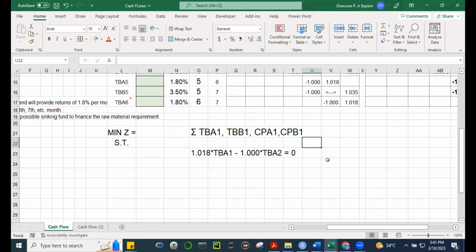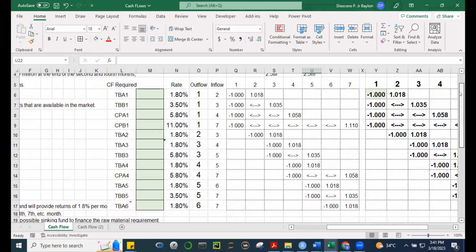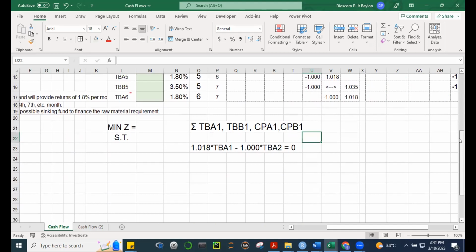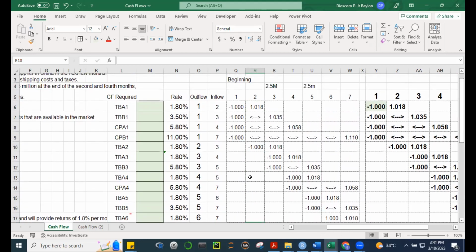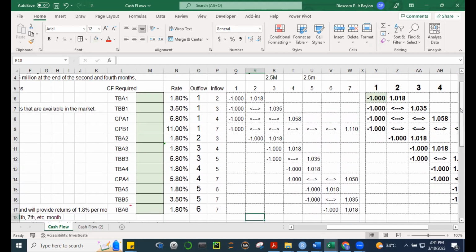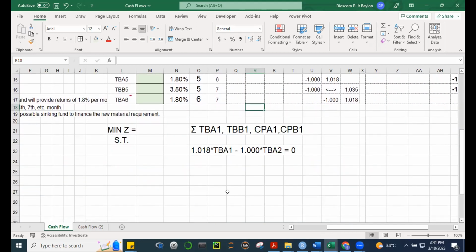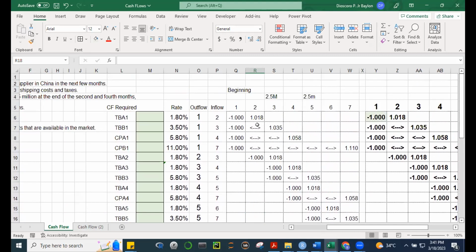Why? Because this is a sinking fund. Everything that we get here should be flowed back to our fund so that it will be used for the specific purpose of funding the purchase of the supplies, right? Equal to 0 means we're not going to withdraw anything because we're not yet paying at the beginning of month 2. Okay, is this clear, class? Yes, sir.